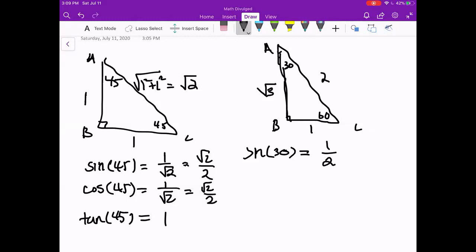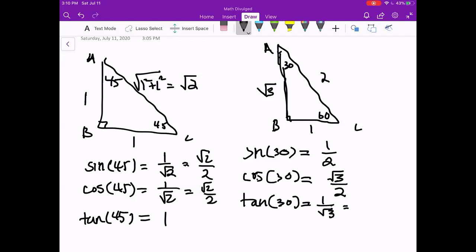If we have the cosine of it, that's equal to root 3 over 2, since the length adjacent to it is root 3 and the hypotenuse is 2. And finally, the tangent of 30 is equal to just the opposite over the adjacent, which is 1 over root 3, which we can rationalize as root 3 over 3.